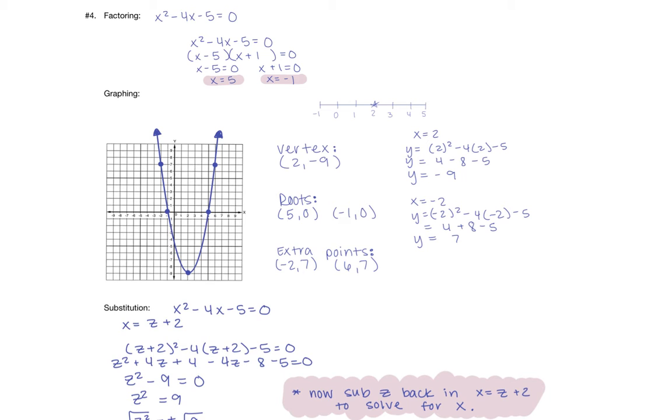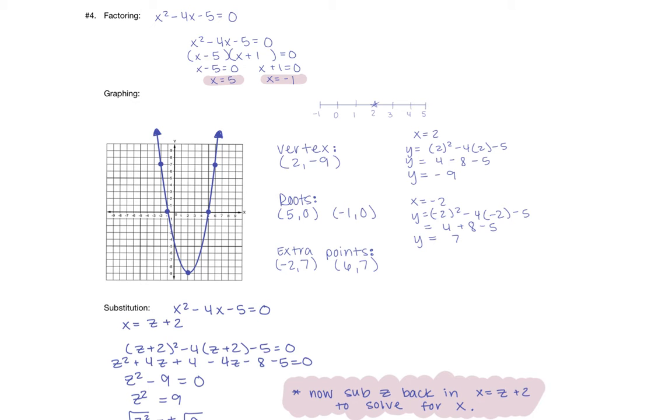First way we'll solve this is factoring. So x squared minus 4x minus 5 equals 0. We're going to see what multiplies to negative 5 but adds to negative 4. Those two numbers are negative 5 and 1. So the difference of x and 5 times the sum of x and 1 equals 0.